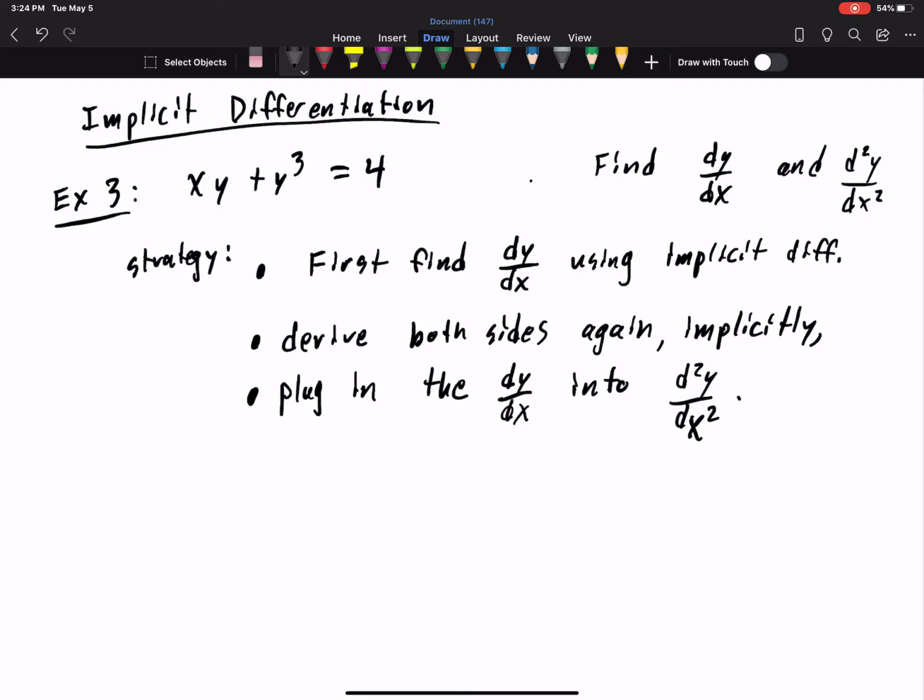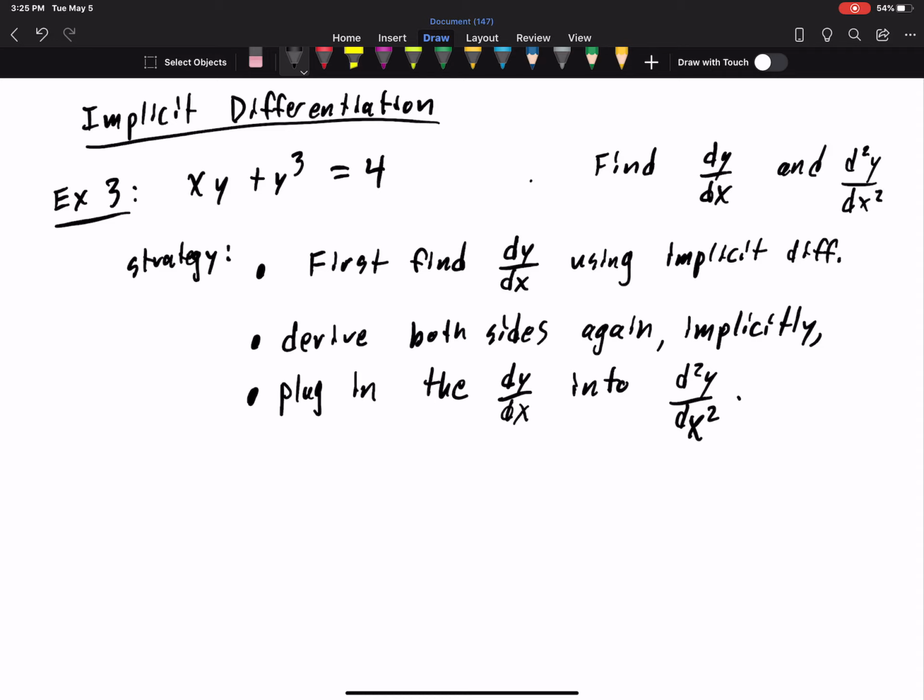All right, moving on to example number 3. This is very similar to the last several examples, the last two actually. We're looking at trying to find the first and second derivative of y, where we're given this equation xy plus y cubed is equal to 4. So we're going to use the following strategy.